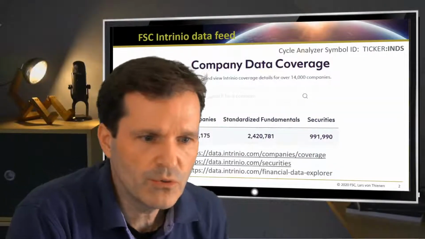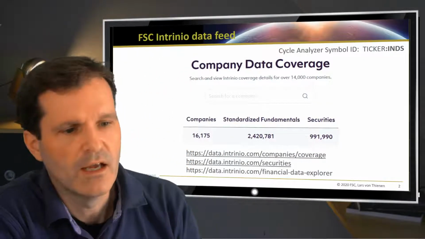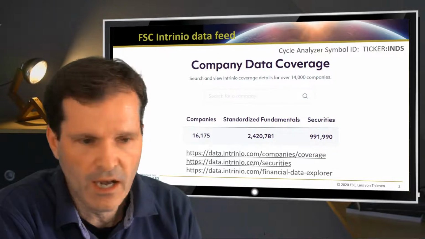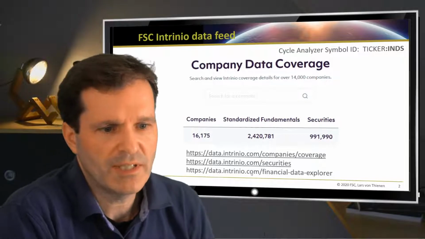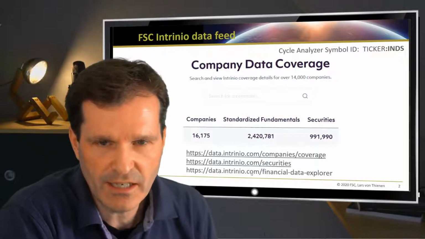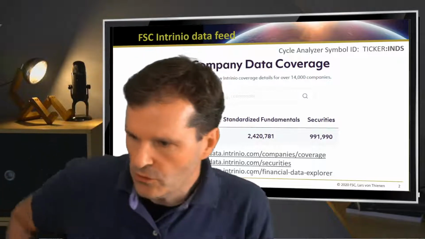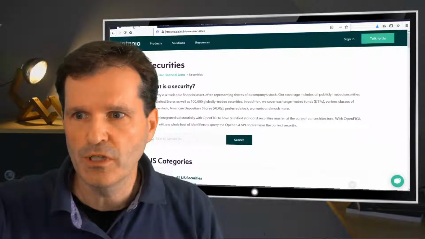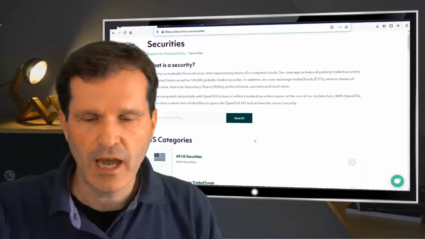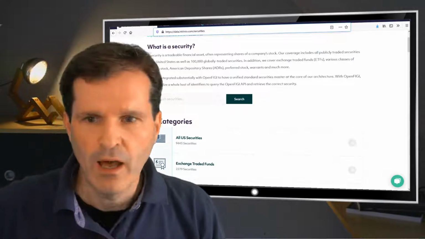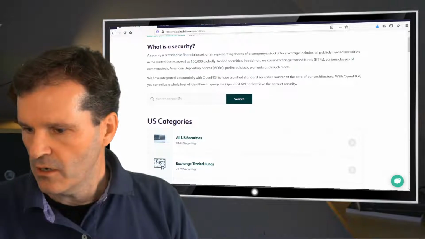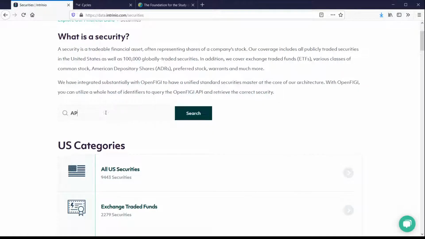So you can go to their website and search for symbols listed at these IDs here. This allows you then to grab some data and directly chart it in the cycle tool. So let me show you how to do this live. You go to the Intrinio website. I've put the links here also down below. You can then search for a security. For example, let's use Apple.